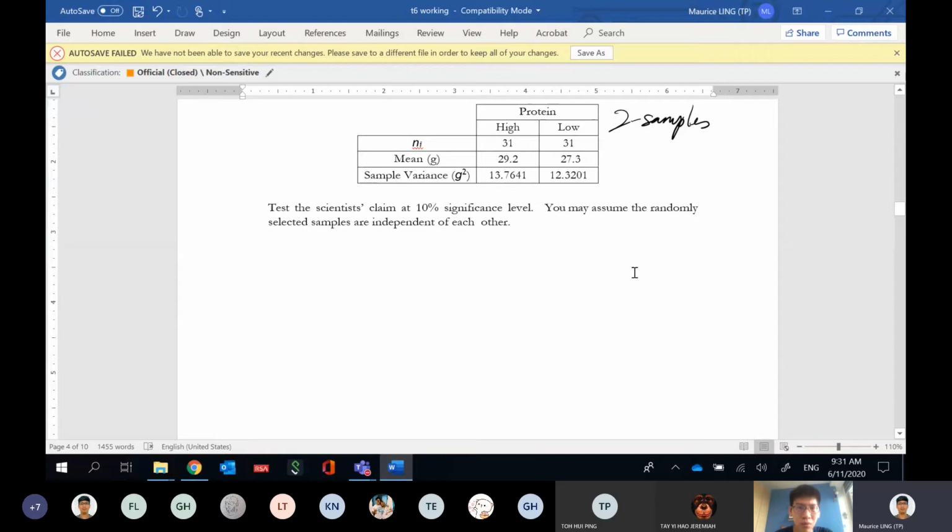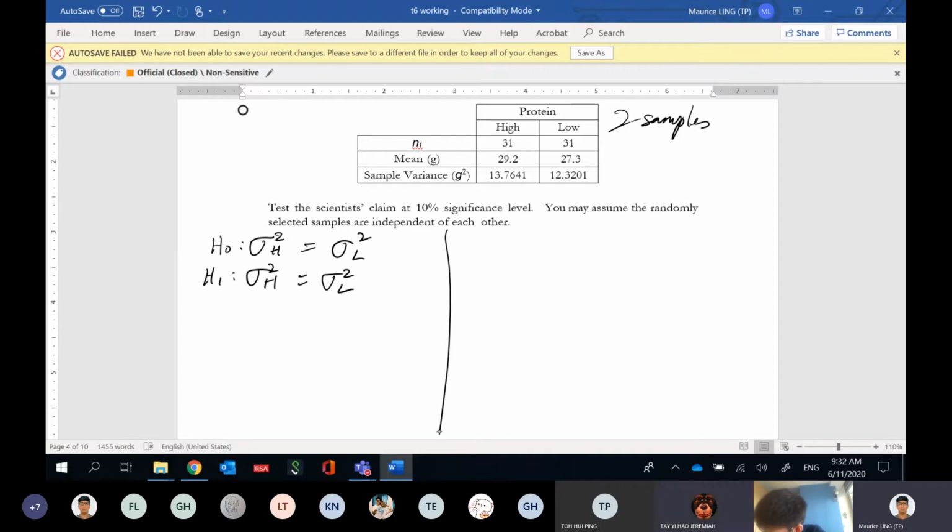So let us do your F-test first. So Jeremiah, what will be your null hypothesis? Sigma square for the sample with high protein is equal to the sigma square of the sample with low protein. Then the alternative hypothesis is that the variance is unequal. All right. Okay, continue.